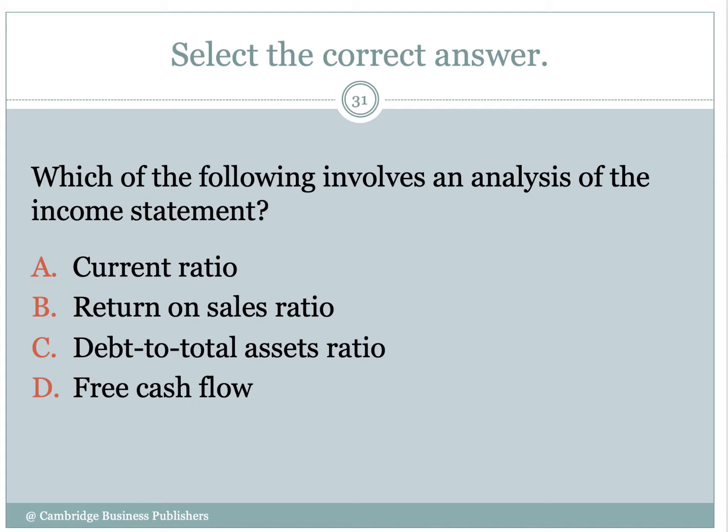Then we look at debt to total asset ratio. Well, right off the bat, we see debt and assets. Well, we know that's the balance sheet, so that doesn't apply. Return on sales ratio. That's the net income divided by net sales. That has everything to do with the income statement.